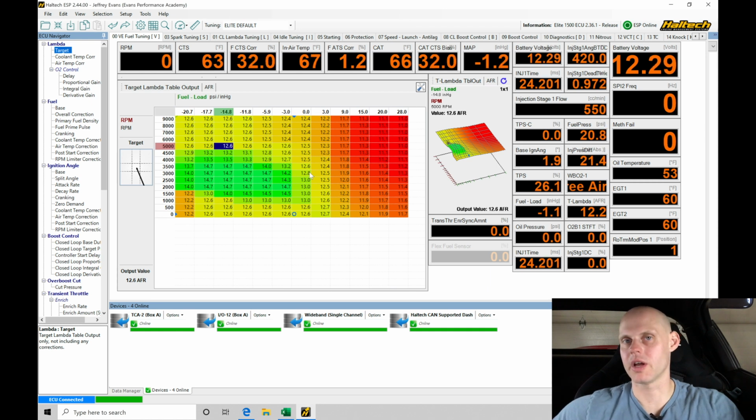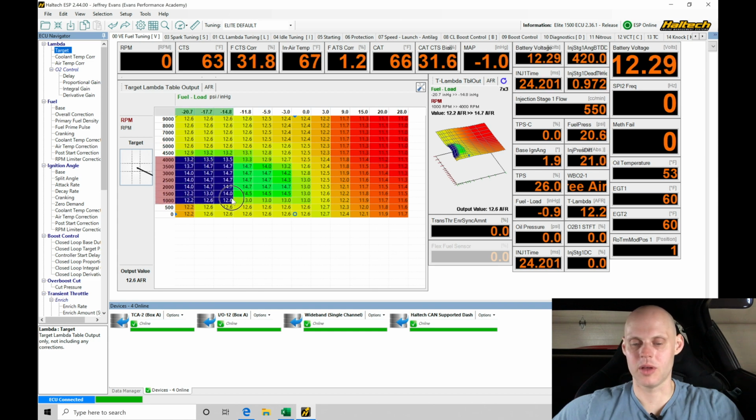Now the first thing with a rotary engine I want to talk about here, if we're looking in our vacuum area of operation, probably 4,000 RPM and below. We don't want to run.